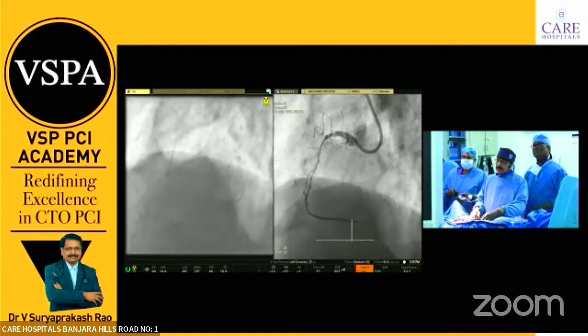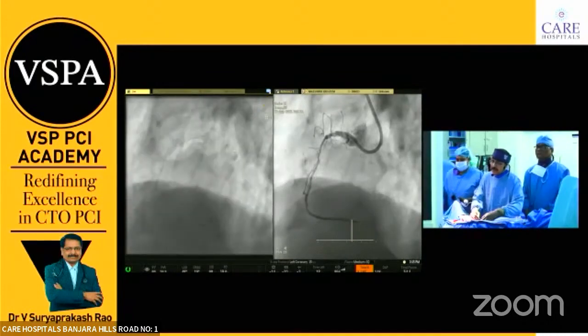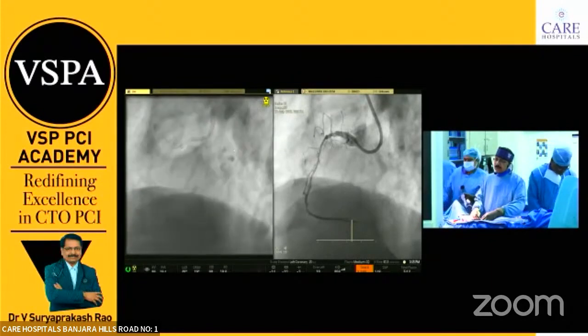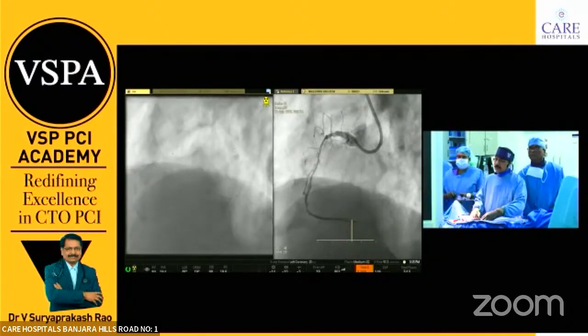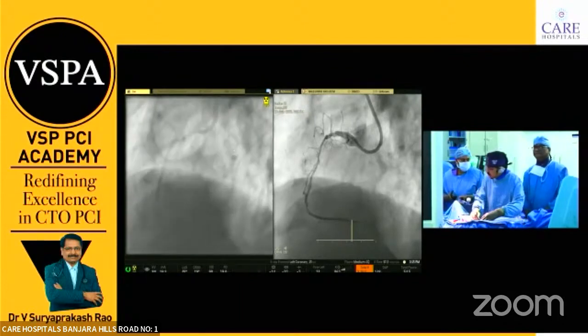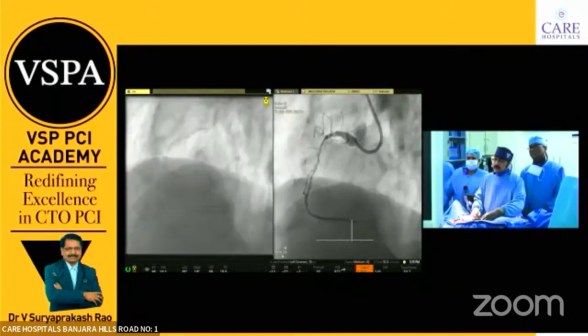So you want to do some calcium modification, or you want to? I think it is expanding here with a 2.5 NC balloon. The balloon is expanding smoothly. 10, 12, 14. Okay. Here also.